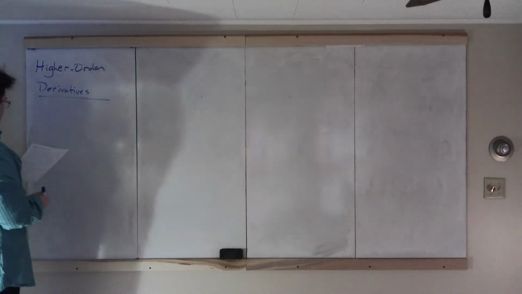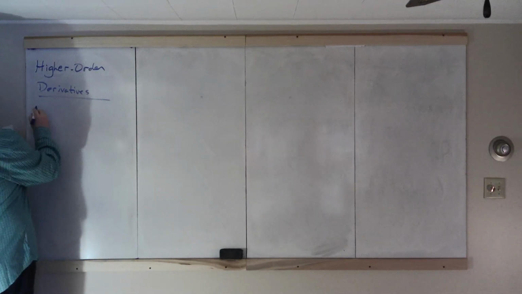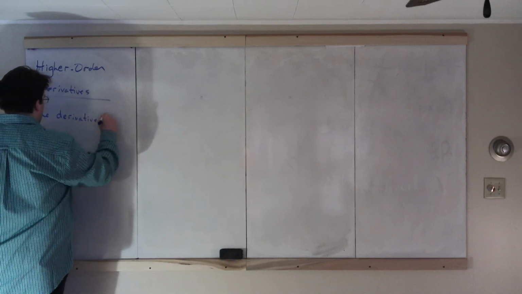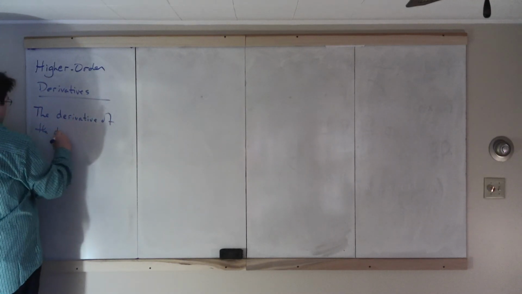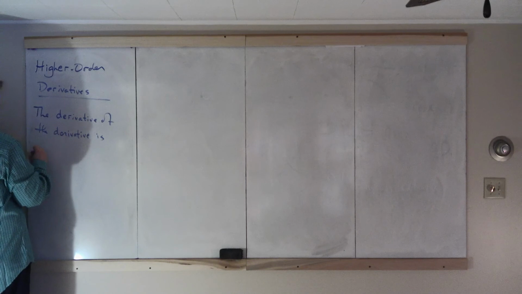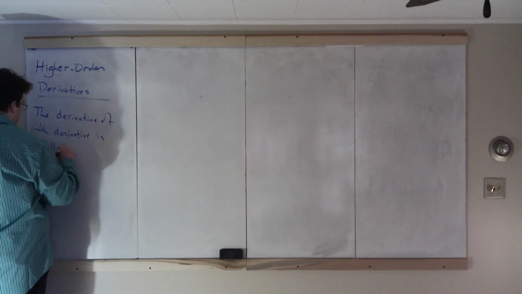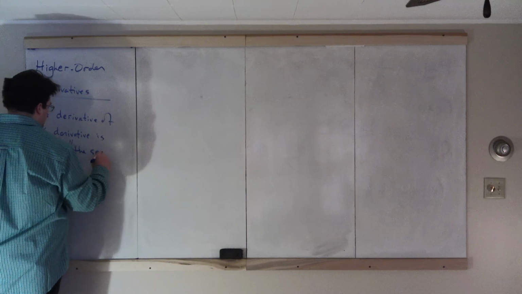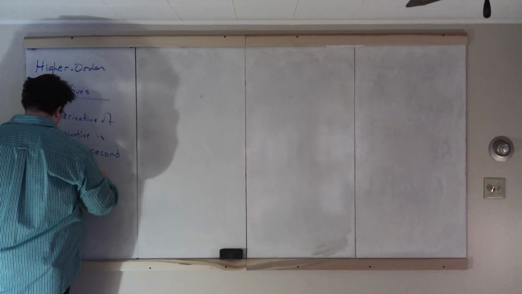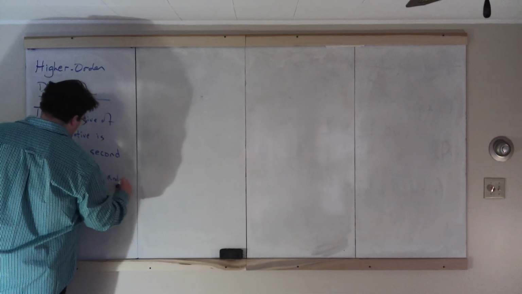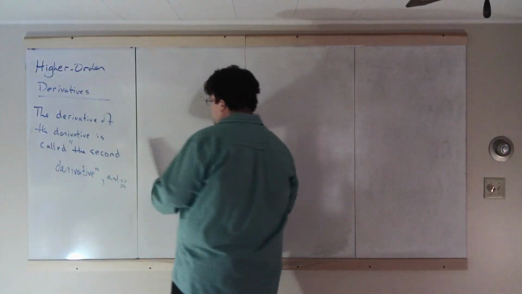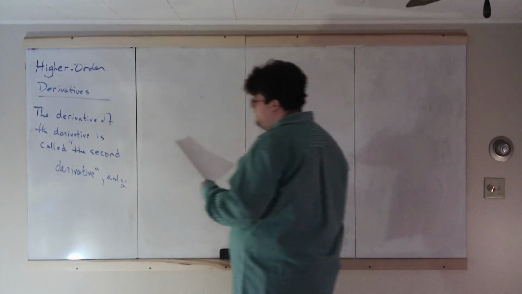So we've taken first derivatives. I'll just say the derivative of the derivative is called the second derivative, and so on. Meaning the derivative of the derivative of the derivative is the third derivative, and you can keep going for any whole number after that.